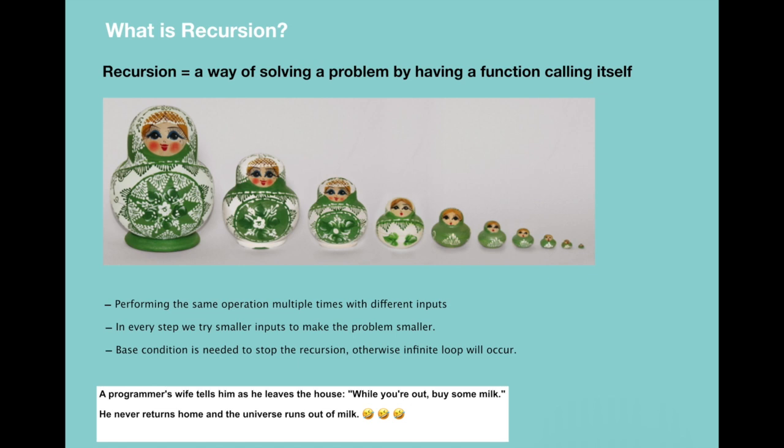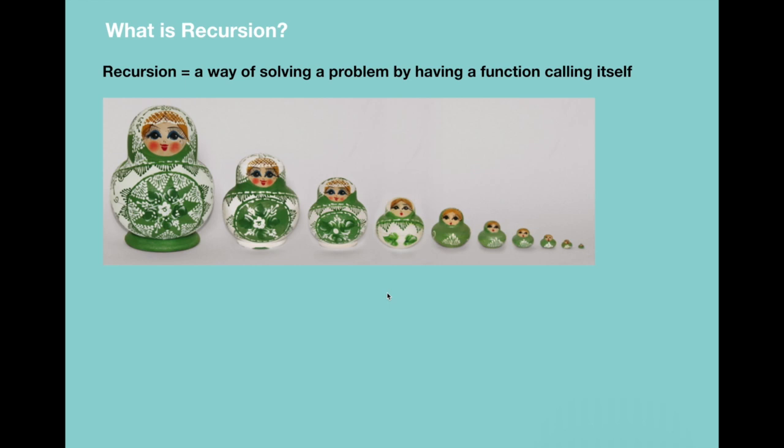You see that she hasn't provided a base condition here. That's why her husband is gone forever. So hopefully you understand all the properties of recursion. So let's convert this Russian doll example into code so we can express it in computer science.